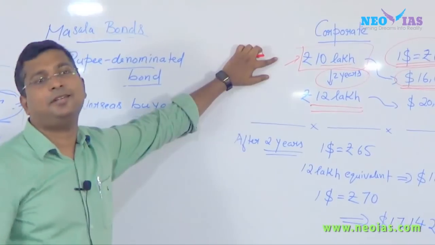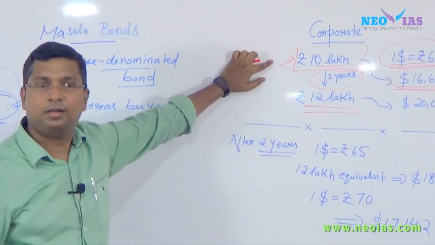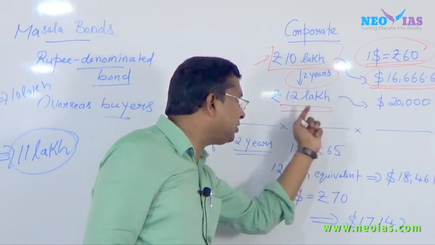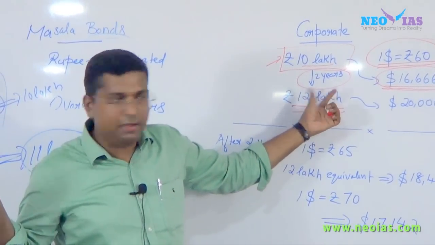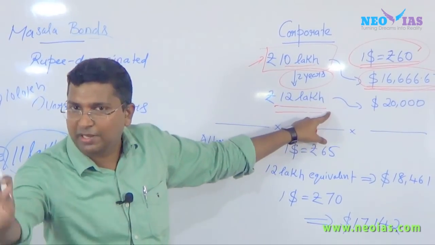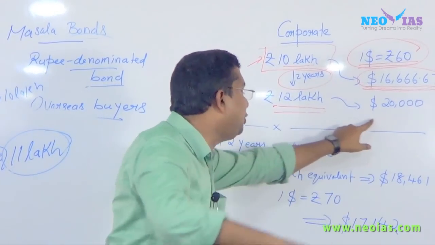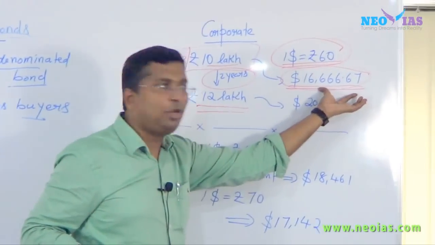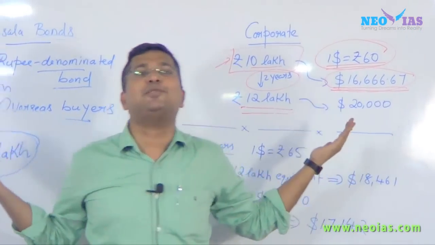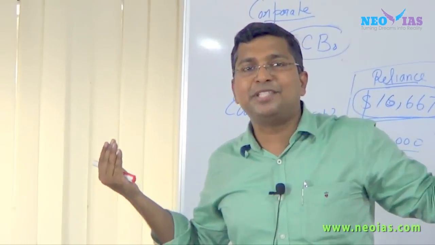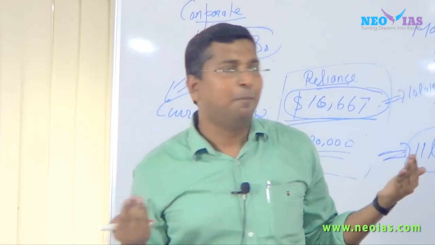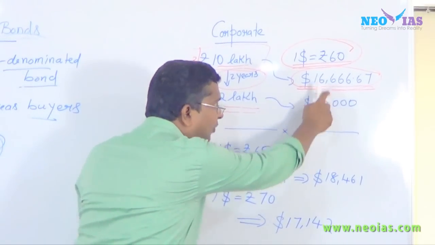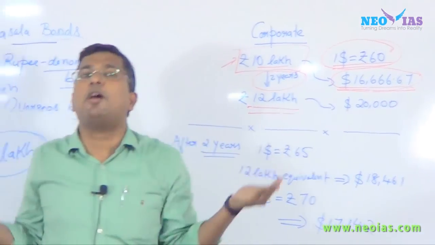Now what is his expectation? He is expecting that the rupee will be stable, and after 2 years he will get 12 lakh, and then he will convert this 12 lakh again. If he wants to take back that money, he will convert this 12 lakh Indian rupee, because in a rupee denominated bond he will get back only in Indian rupee. Expectation is that he is investing this much dollar, and after 2 years he will get $20,000. So the overseas buyer is thinking that by investing in Masala bond, he will get this much, and the difference will be his profit. Somewhere around 3,300 something is his profit.